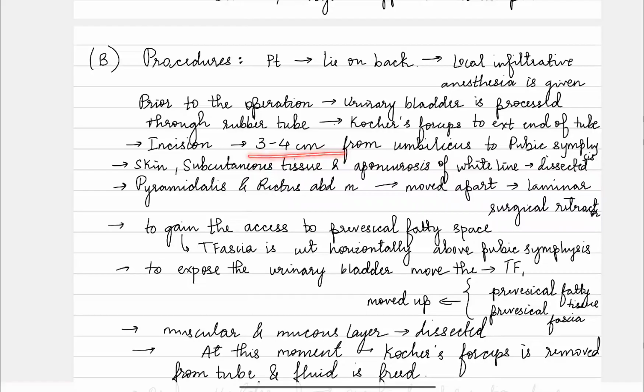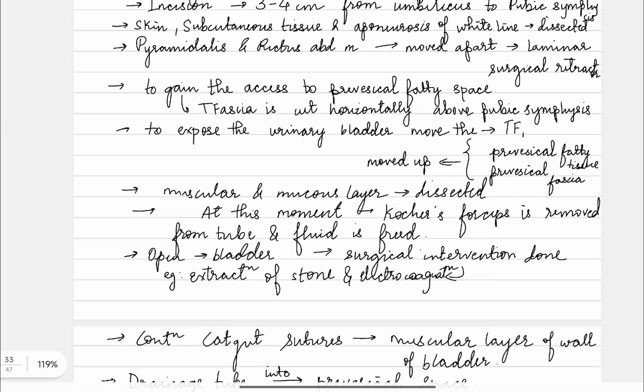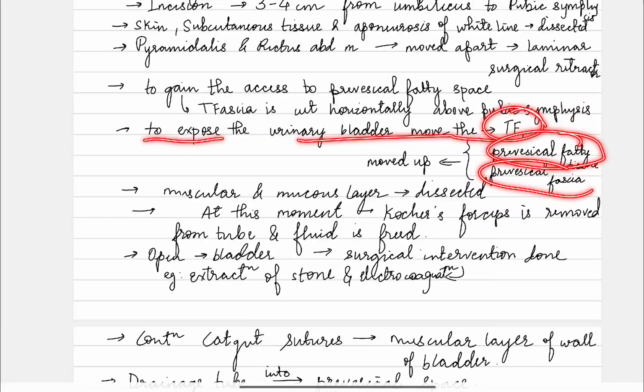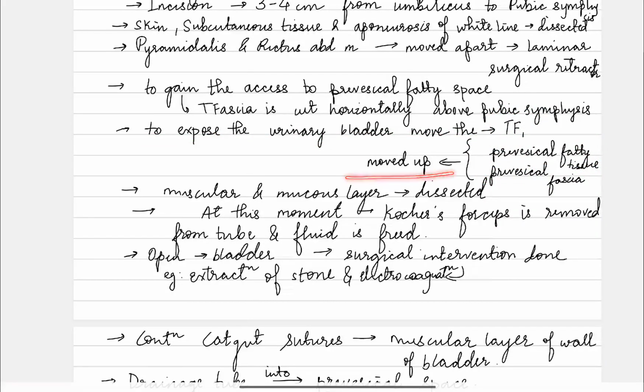Incision is made 3 to 4 cm from the umbilicus to the pubic symphysis. Skin, subcutaneous tissue, aponeurosis of white line is dissected. Pyramidalis and rectus abdominis muscles are moved apart. Laminar surgical retractor. To gain access to prevesical fatty spaces, transverse fascia is cut horizontally above the pubic symphysis.